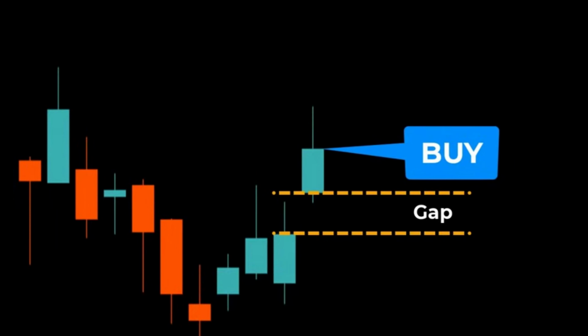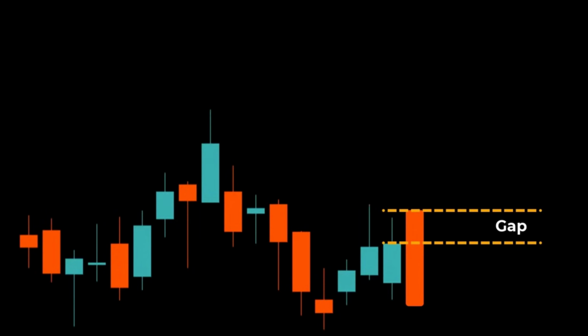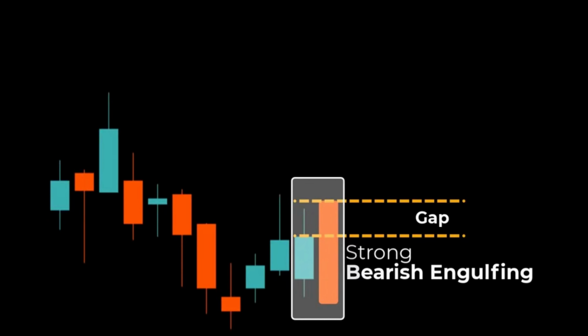But hold on, what if the price reverses and prints a bearish candle that engulfs the previous one? That's a completely different scenario. In this case, you're looking at a strong bearish engulfing pattern signaling a potential market reversal. If that happens, you should be looking for a sell entry instead.